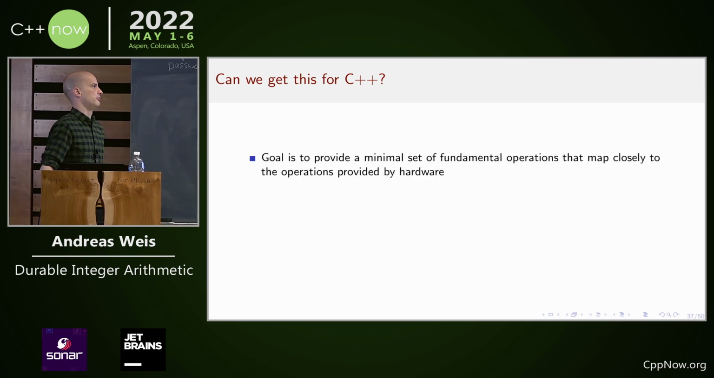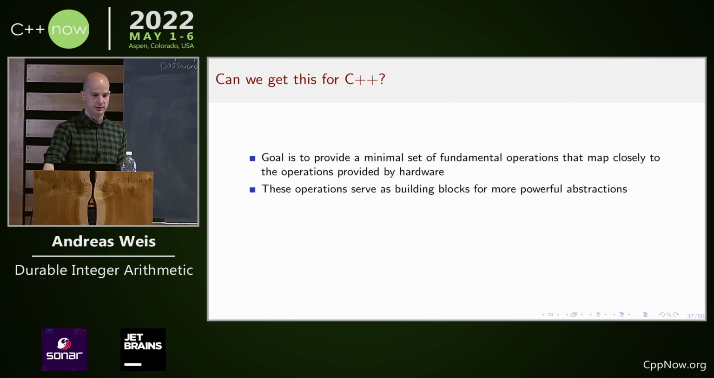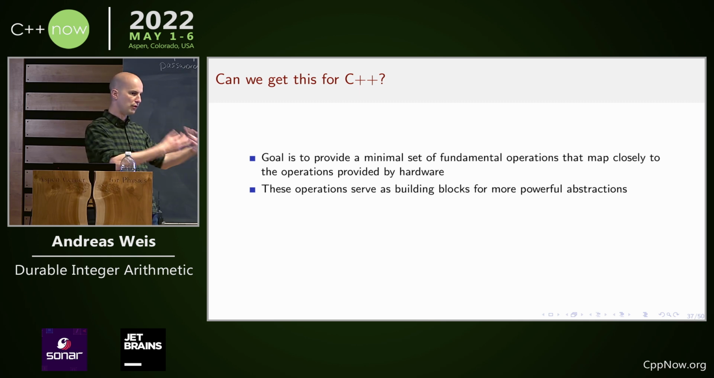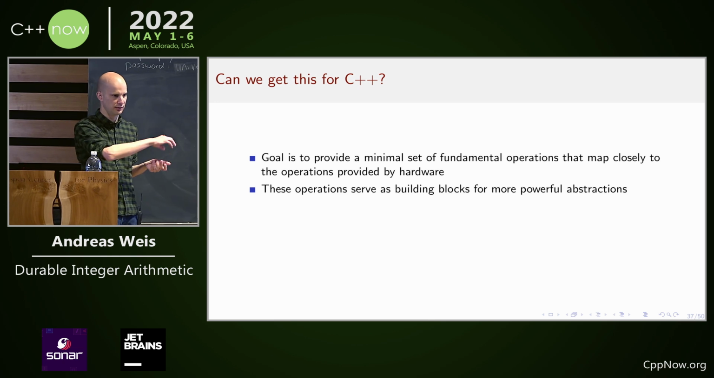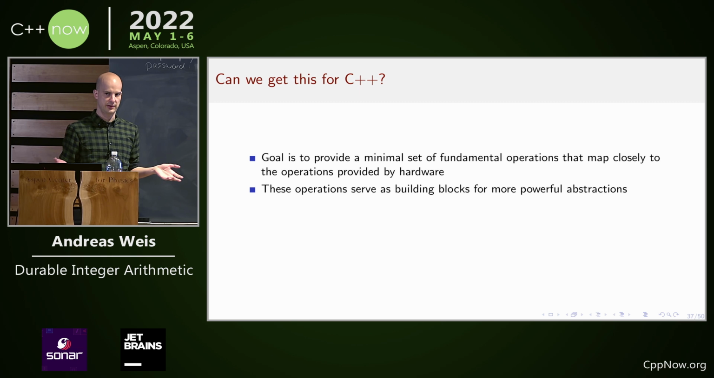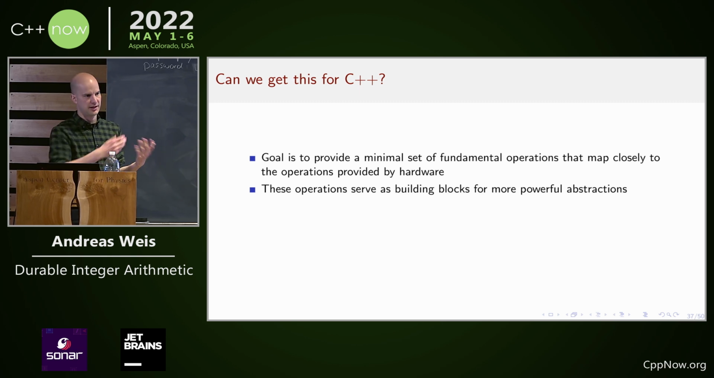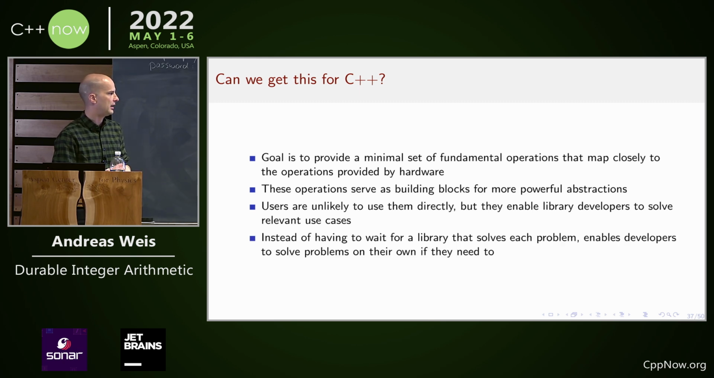So yeah, I really would like to get a minimal set of fundamental operations that map nicely to the hardware. And the reason I want this is because I think they will be useful building blocks, right? I don't want users to replace their ints by this low-level thing closer to the hardware. I want library writers who want to write a safe integer library to be able to use this to make their job easier. So it's mainly targeting library developers.